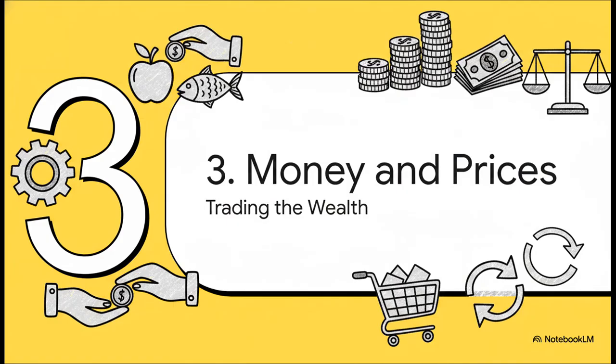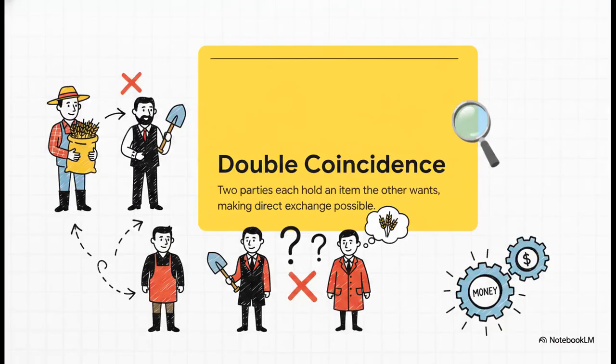All right, Section 3, Money and Price Mechanics, how we trade the wealth. If everyone is hyper-specialized, producing just one specific thing, how on earth do we acquire the other things we actually need? Well, without money, we'd have to barter. And bartering runs into a massive roadblock called the double coincidence of wants.